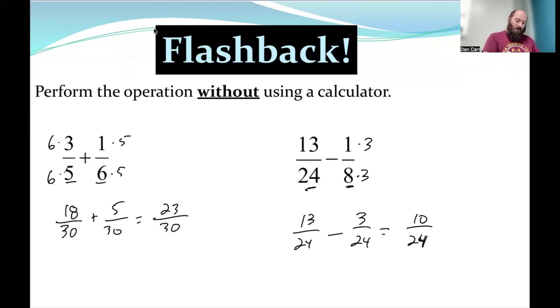And we like to make sure to reduce our fractions when possible. So 10 and 24 are both divisible by 2. So I do that, and I end up with 5 over 12.